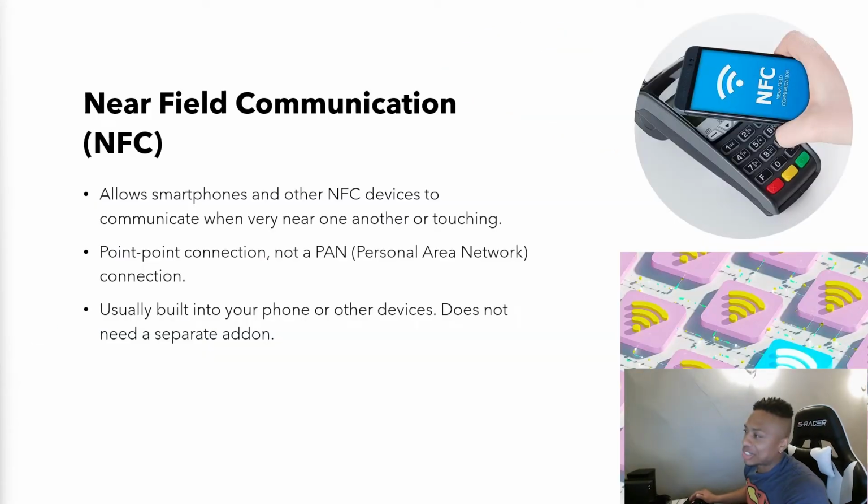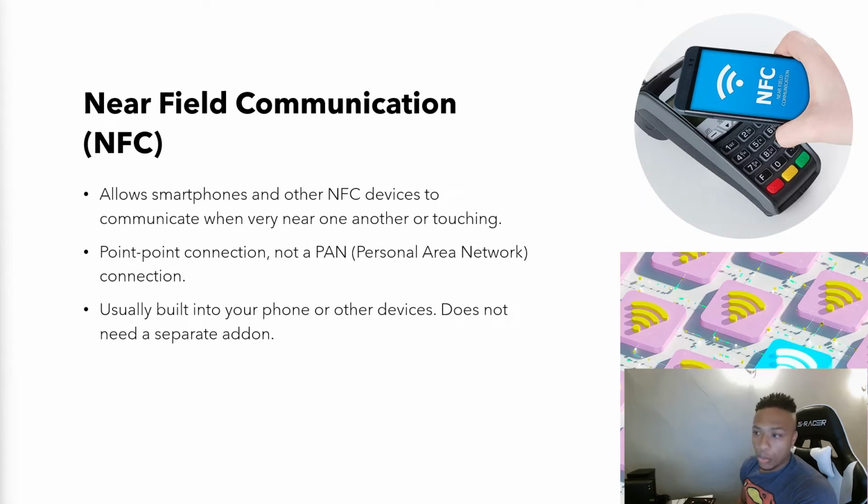Near field communication. Now, we've been over this, guys, already, but I'll go over it again just because it's in here. Pretty much, if you don't feel like paying with your card or anything like that at the store, this is actually used for other things like badge access. You put your badge next to a, I don't know what those things are called, but it just beeps. You can go inside. You can pay for your groceries at the store with NFC as well. So this allows smartphones and other NFC devices to communicate when very near or touching. So that's what it means by near field communication.